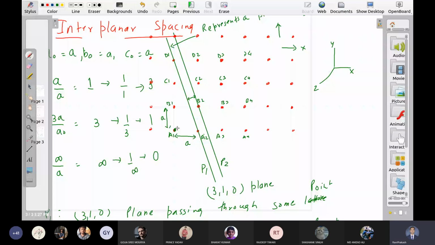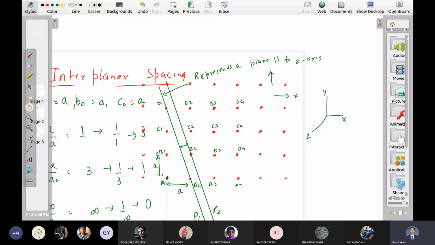What is the next plane which will have integer cut? That will pass through, I think, A3 and D2. Not D2. AB, it is much above this, right? Let me draw that plane. So we have one cut here. So next plane is something like this.